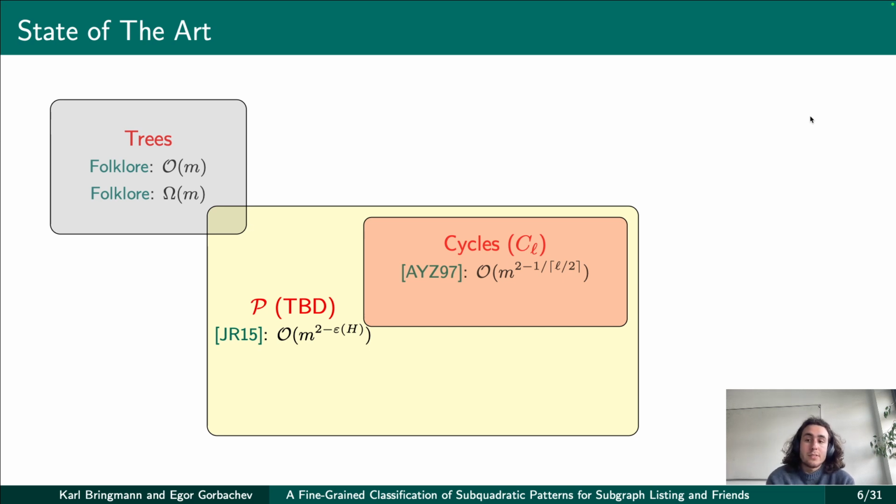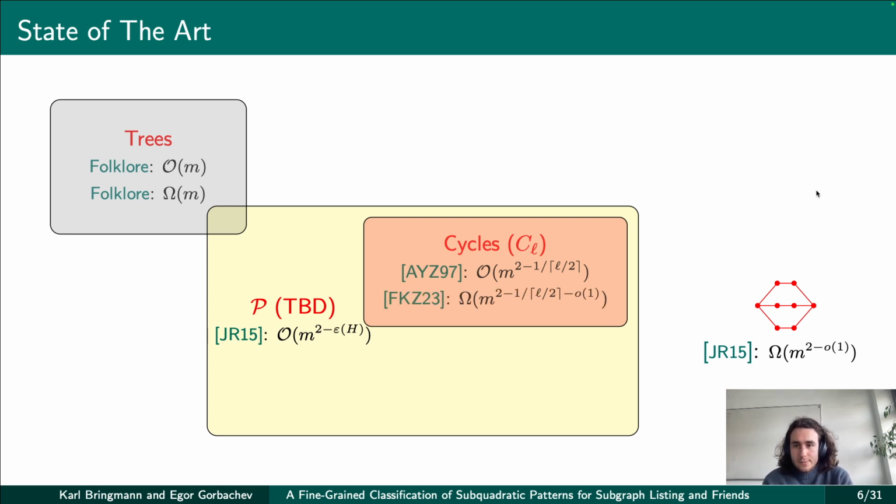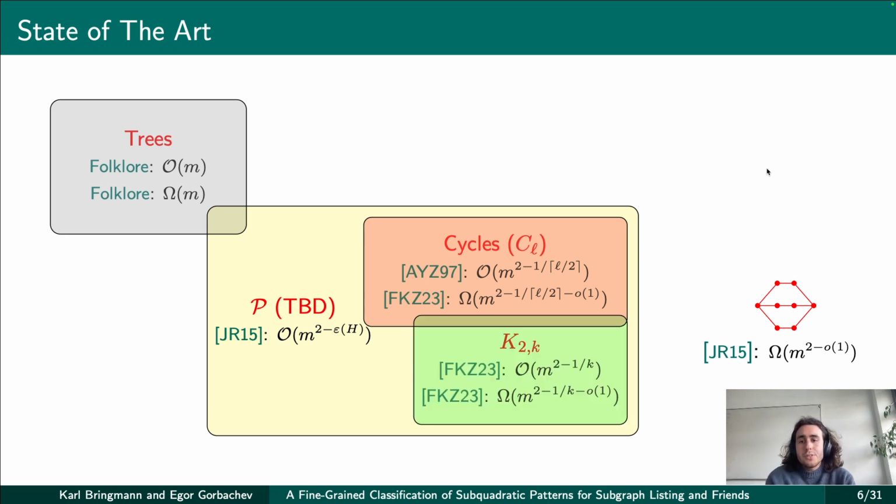this family will be an important stepping stone for our results, and I will later define what this family calligraphic P is. Also, they showed that one specific graph depicted here does not admit truly subquadratic algorithms under some fine-grained complexity assumption. More recently, Abboud et al. developed the same lower bound setup that we use and applied it to prove optimality of these algorithms for cycles. They also designed optimal subquadratic algorithms and matching lower bounds for bipartite cliques with exactly 2 vertices in one part.